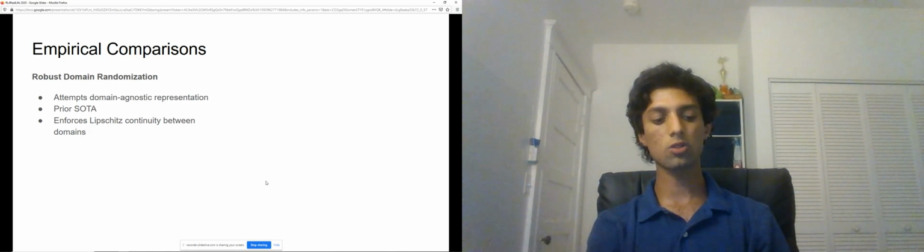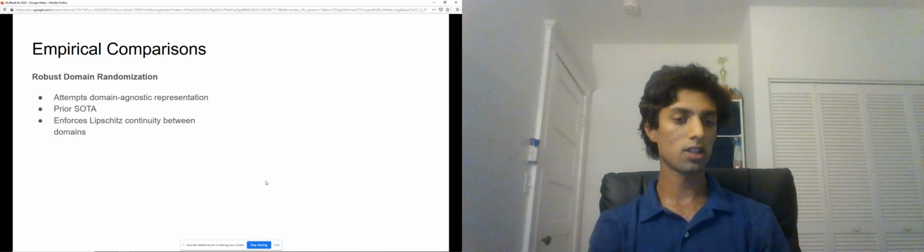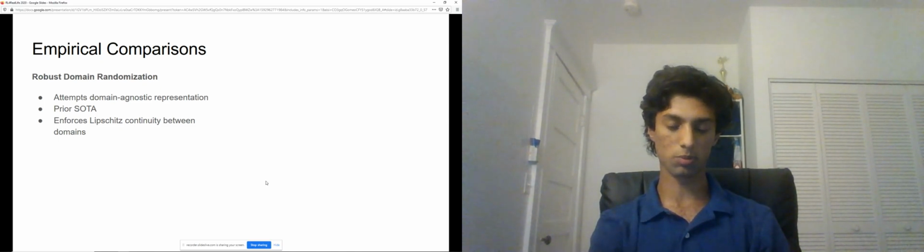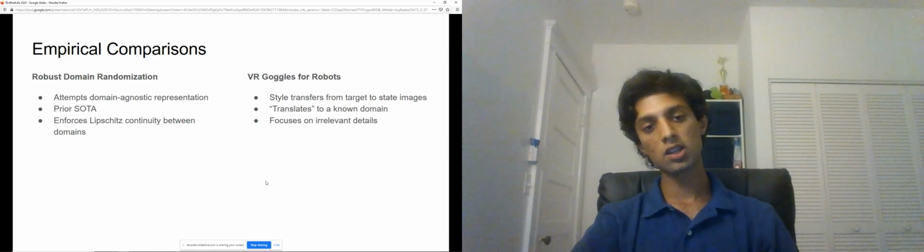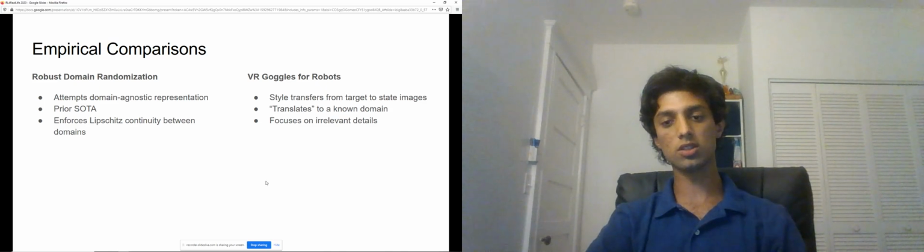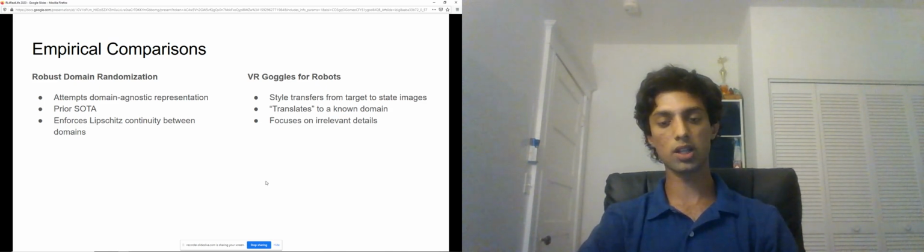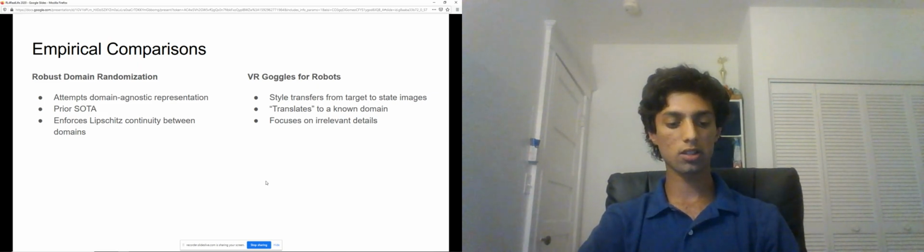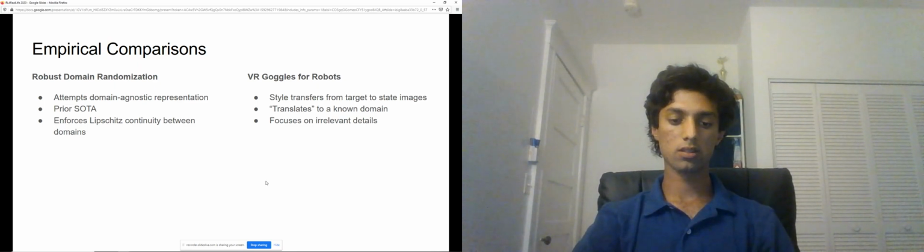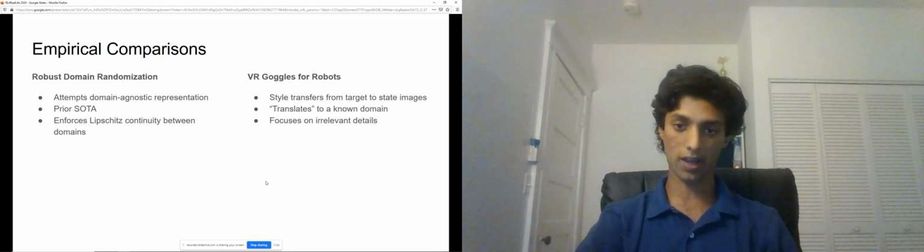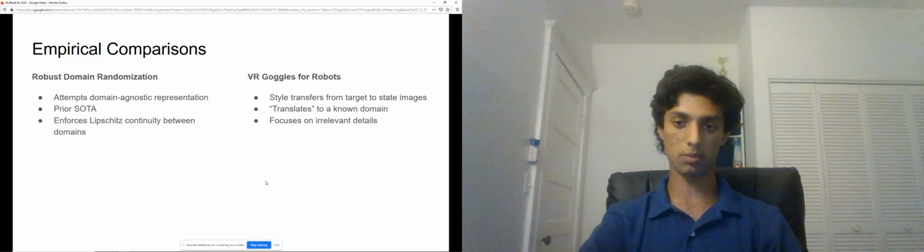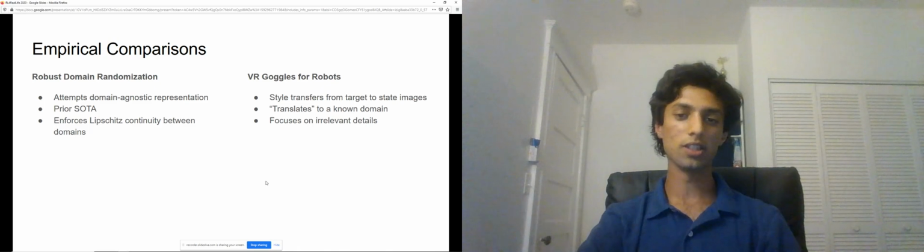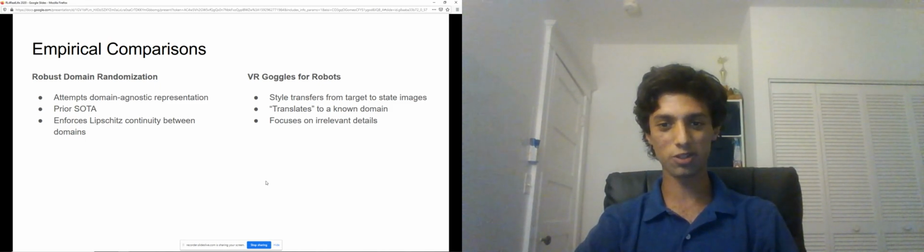Now, this is not quite a direct minimization of difference between domains, and as we'll see, actually suffers from some problems. The other comparison is titled VR Goggles for Robots, and this takes a different approach. Rather than trying to align distributions of domains by training our RL agent, it will train an RL agent on the source domain and also train a translation network using a style transfer GAN, CycleGAN to be specific, to translate from target images to source domain state images. In other words, it translates to a known domain. This is where the VR goggles for robots comes in. It's like you put on VR goggles and then your robot is walking around in virtual reality.